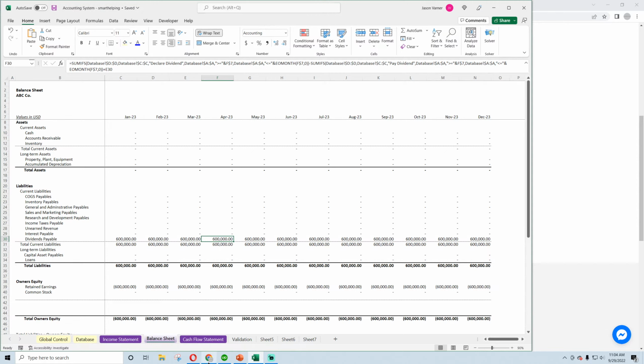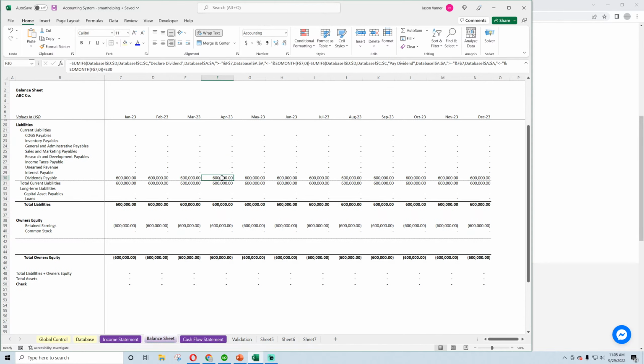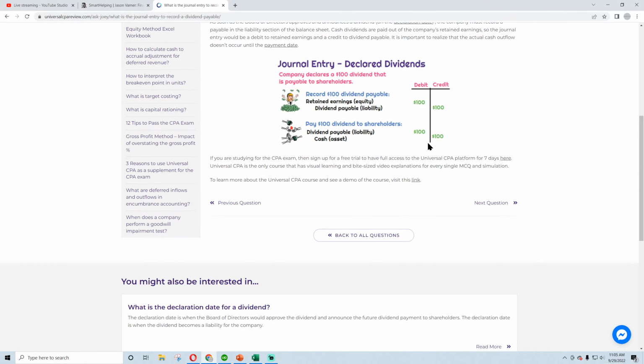Got to think here. Why are we negative? That balances as it stands, and then this is going to go down, and this is going to go down. Well, you have dividend payable going up and down. You have retained earnings going down and cash going down. So these all should zero out. What am I missing?